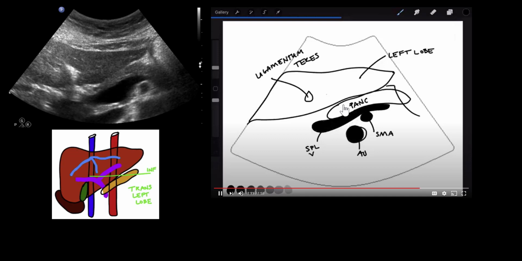There's also a lot of bowel, such as the duodenum and the stomach in this area, which can cause some artifact in surrounding areas. Remember again, this is a left lobe picture, so we want to make sure that we are decreasing our depth and changing our focus to be appropriately set for the left lobe of the liver, not the pancreas, not the aorta. This is a liver picture.